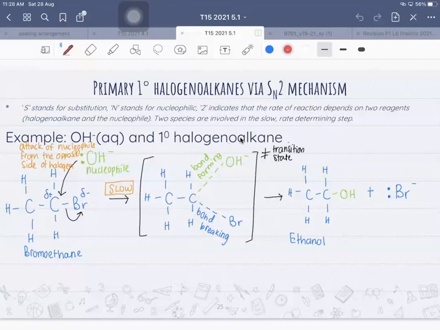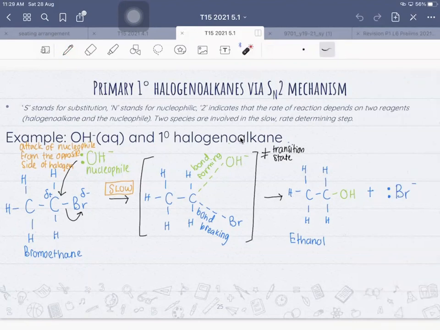Right, so last lesson, we looked at the mechanism for halogenoalkanes. Halogenoalkanes tend to go through nucleophilic substitution reactions. You've already seen the criteria for a nucleophile: it needs to have a lone pair of electrons that it can donate. And there are two types of nucleophilic substitution reaction, the SN1 and the SN2. The SN2 is usually for your primary halogenoalkanes.